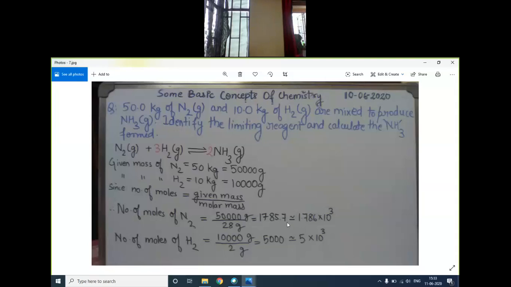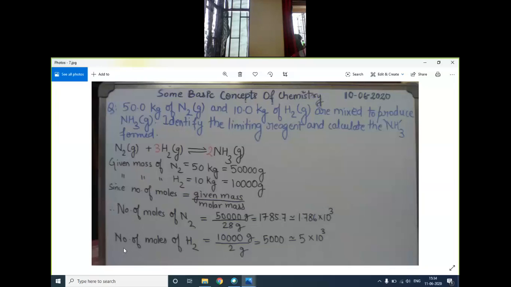1785.7. Since in scientific notation we should keep the capital N between 1 to 9, we are moving that decimal before 7. So it will come 1.786. I am rounding off this 57. So 1.786 into 10 to the power 3. Why 10 to the power 3? Because we are moving the decimal 3 places to the left side. So it is 10 to the power 3.